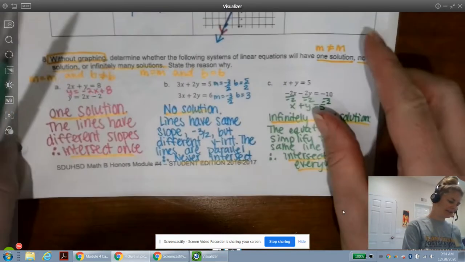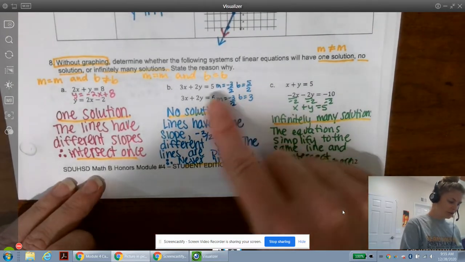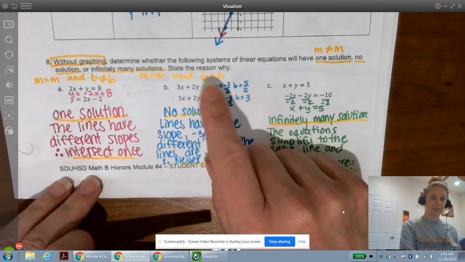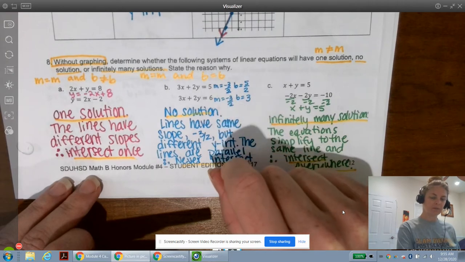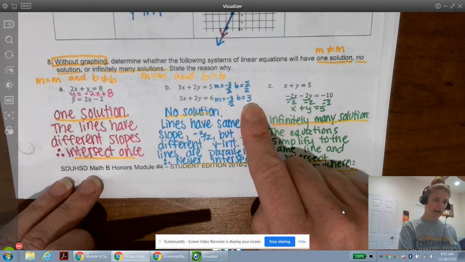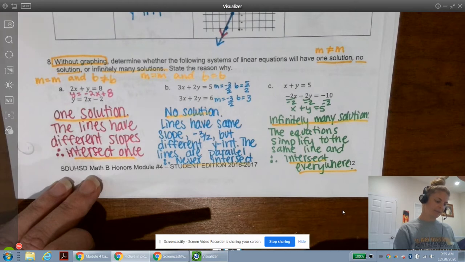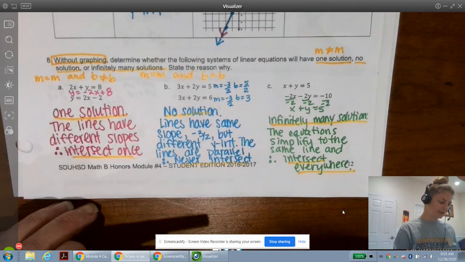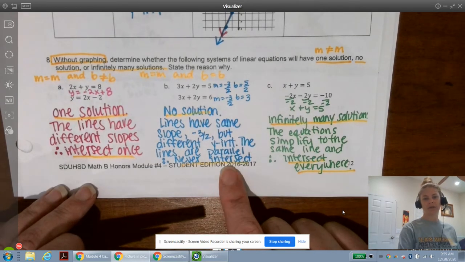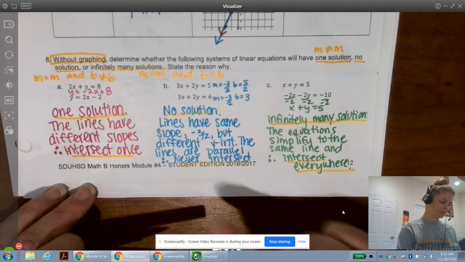Okay, let's take a look at B and C. So taking a look at B, here I used the ratios because I had a coefficient of y here. I used the ratios to look at what the slope and y-intercept are from standard form. And I saw that the slopes are the same, but the y-intercepts are different, meaning they're going to be parallel lines, so no solution. The lines have the same slope, -3/2, but different y-intercepts. The lines are parallel, therefore they never intersect. And the number of intersection points is a synonym and helps you figure out how many solutions.